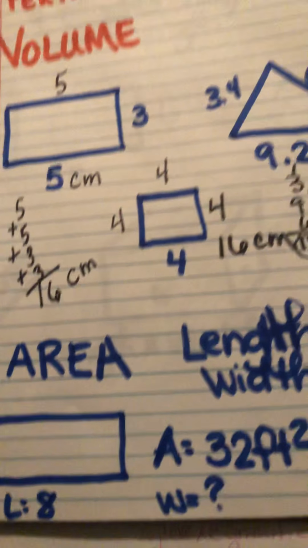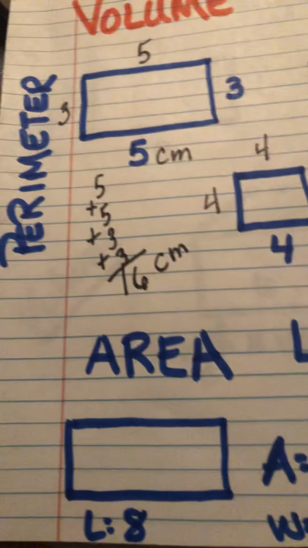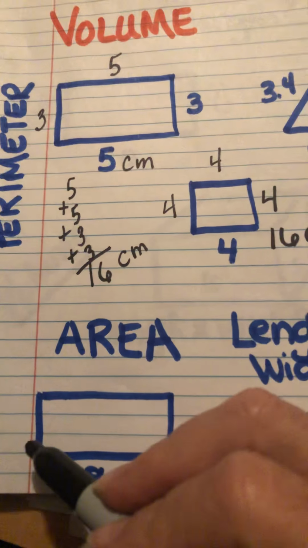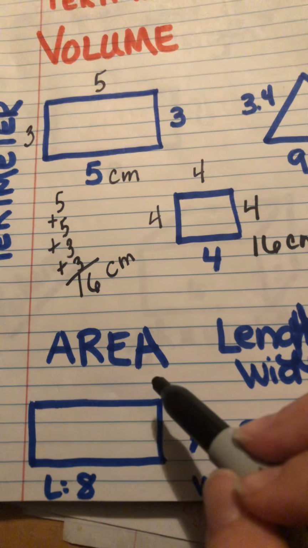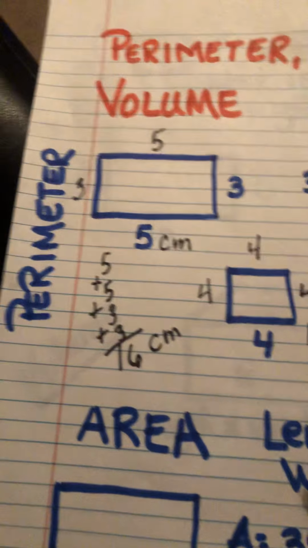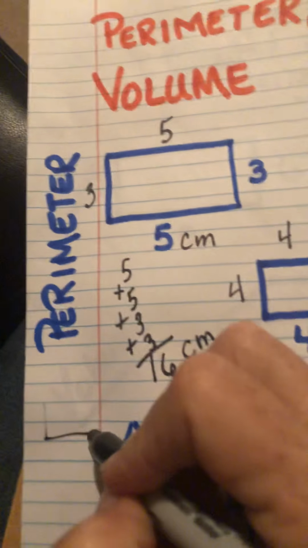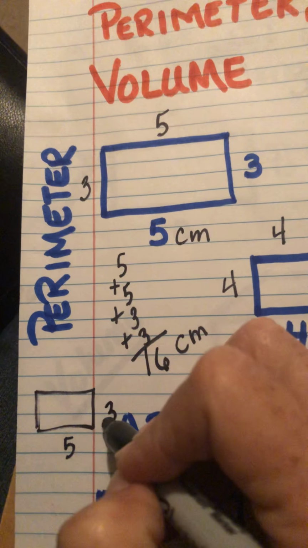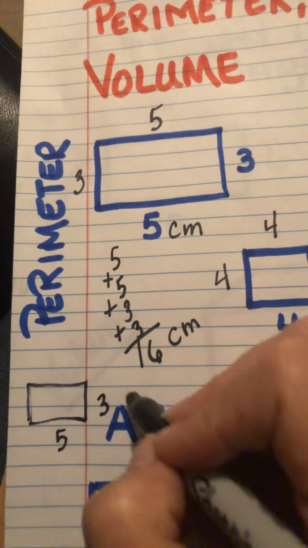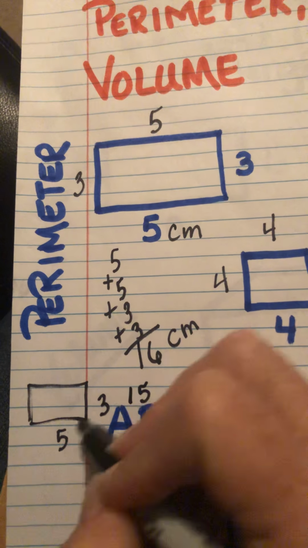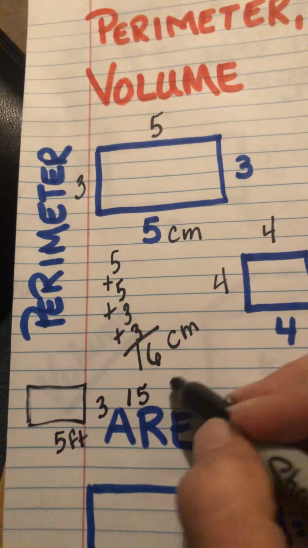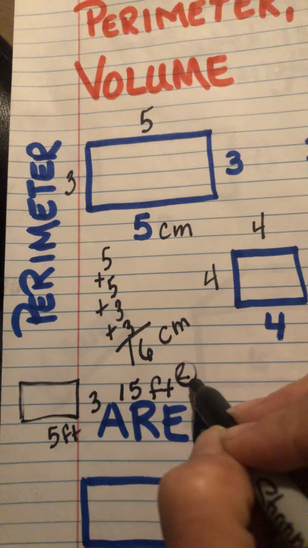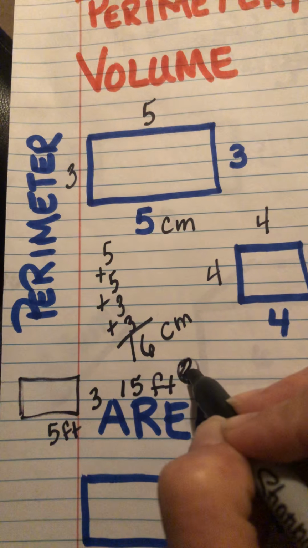Area, different. Area of a rectangle, the formula is length times width. So I'm going to take whatever my length is and times it by my width. So for instance, if I have a 5 here and a 3 here, I'm going to say 5 times 3 is 15. And let's make this feet. And we're going to say 15 feet squared. Whenever it's an area question, it's always going to be squared.